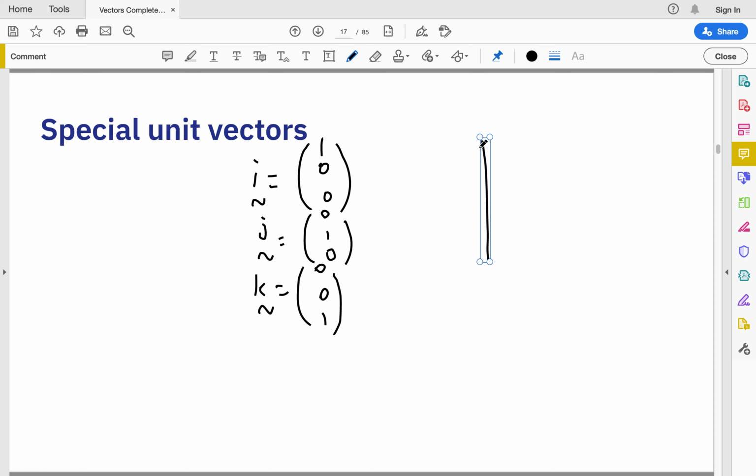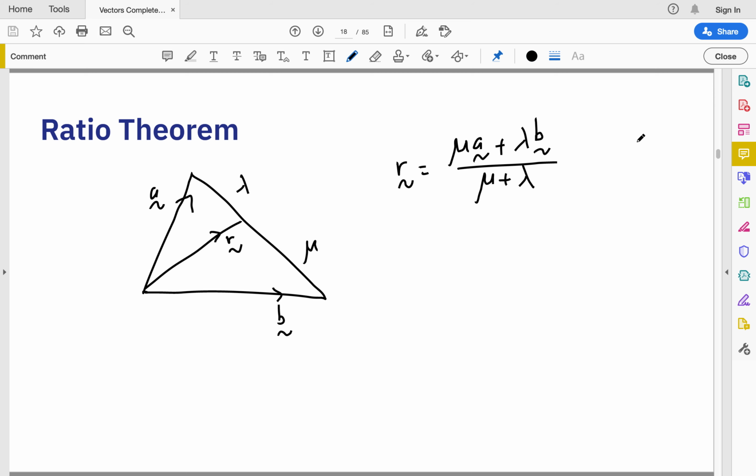So if we consider the axes again, so if we draw pairs of x, y, and z axes, the i vector would simply be the unit vector along the x-axis. So i is here, likewise j is here, and k along the z-axis is here. But these are unit vectors, so they only have a length of 1. So these are the special unit vectors that may come out sometimes, which you need to take note of. Alright, so moving on to something more challenging.